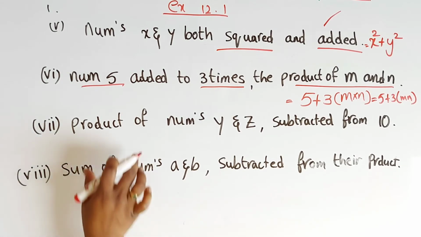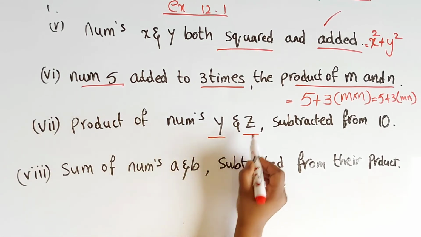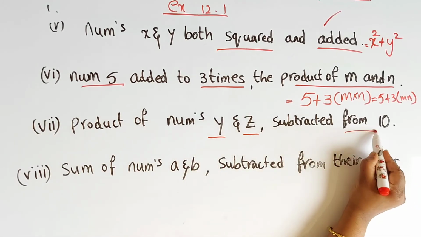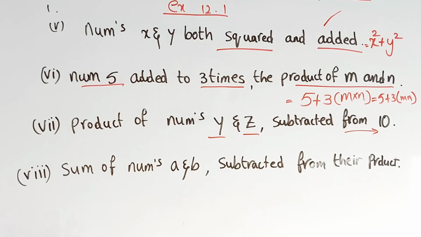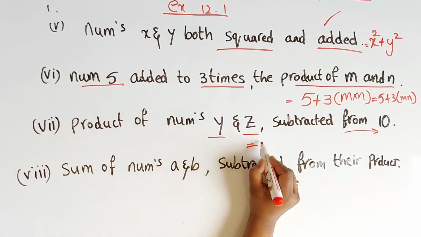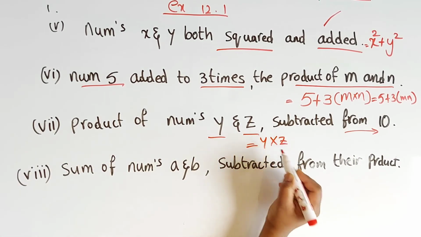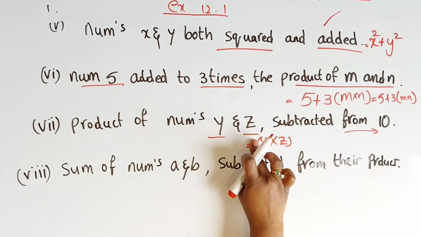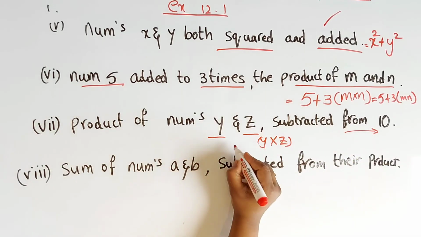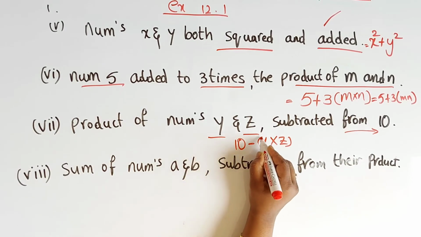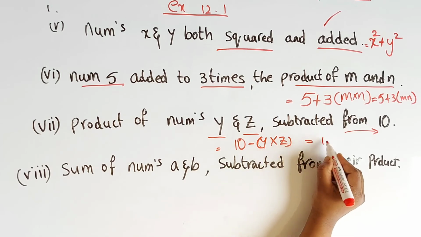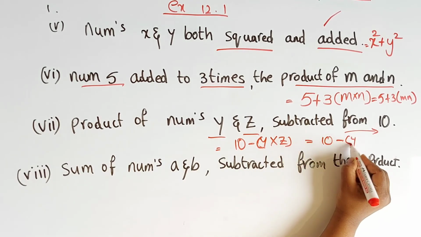Seventh one, product of numbers y and z subtracted from 10. Right? First we'll write product of y and z. That equals y into z. Subtracted from 10. From means we have to write 10 first. Then subtraction sign is minus. Right children? This equals 10 minus yz.